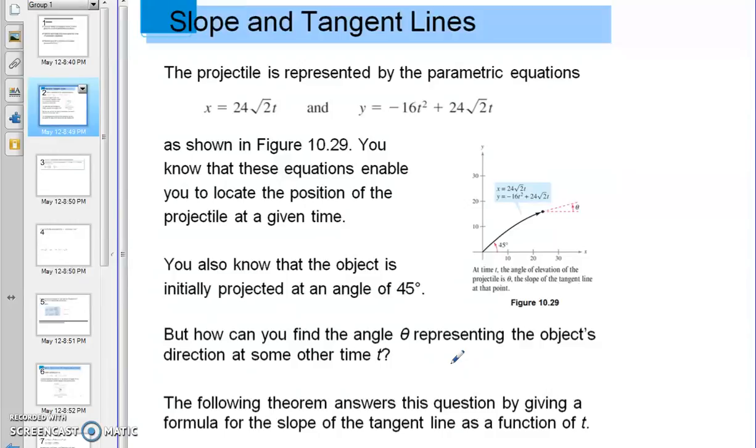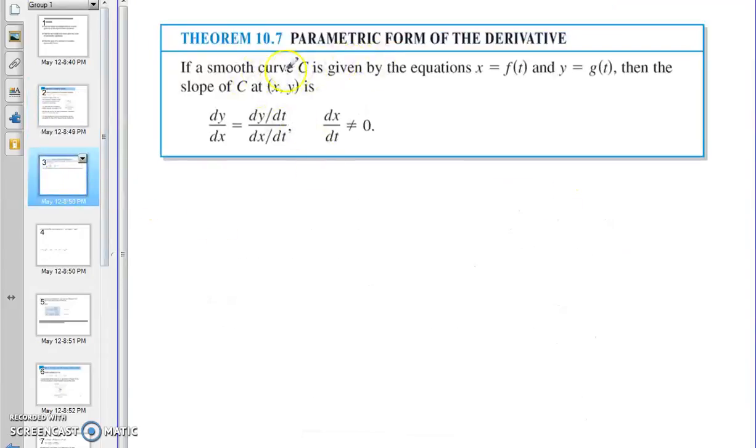Well, the following theorem answers this question by giving the formula for the slope of the tangent line as a function of t. In other words, we're going to be able to find that slope, and I don't think I can zoom in on this, but you can see that angle would be the difference between the path that it's actually on and the horizontal. Okay, so that's kind of what we're looking at. The slope of that tangent line there will help us out. So guess what this is?